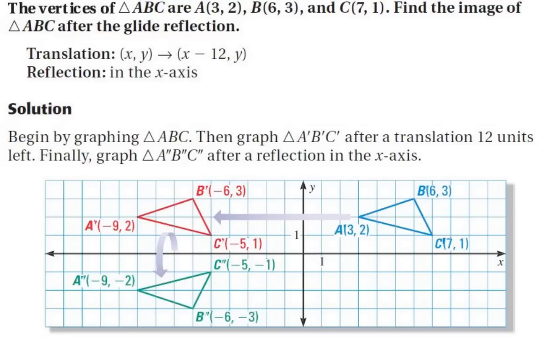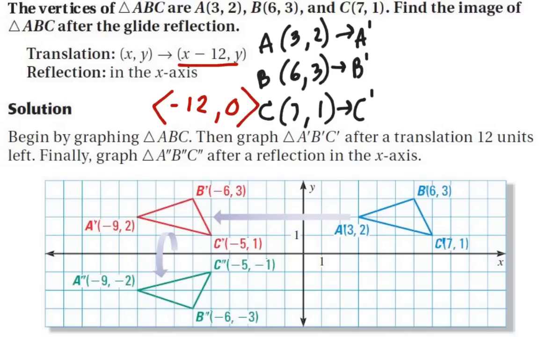Here's an example of a glide reflection. Triangle ABC with those vertices is going to be translated. It says x minus 12 and then y. That is the same thing as if they gave us vector notation of negative 12, comma 0. So then we're going to afterwards reflect it in the y-axis, and we must do it in that order. If we're ever doing a composition of transformations, we're going to do them in the order that they tell us. In this case, it actually wouldn't matter, but in some cases it will.